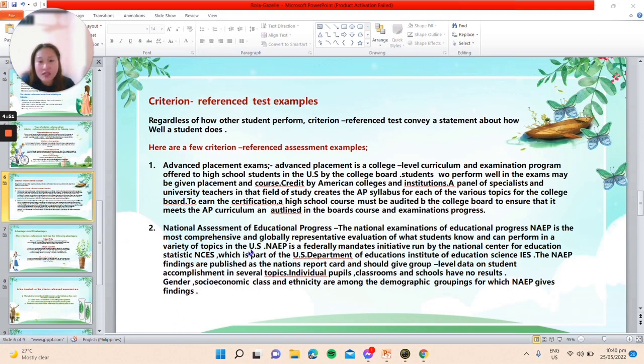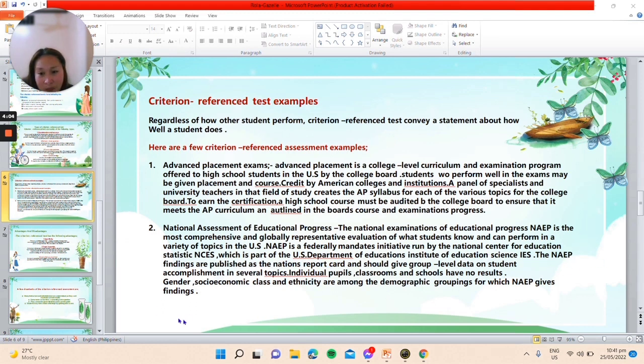Number 2, National Assessment of Educational Progress. The National Assessment of Educational Progress, NAEP, is the most comprehensive and nationally representative evaluation of what students know or can do in a variety of topics in the U.S. NAEP is a federally mandated initiative run by the National Center for Education Statistics, or NCES, which is part of the U.S. Department of Education's Institute of Education Sciences, IES.